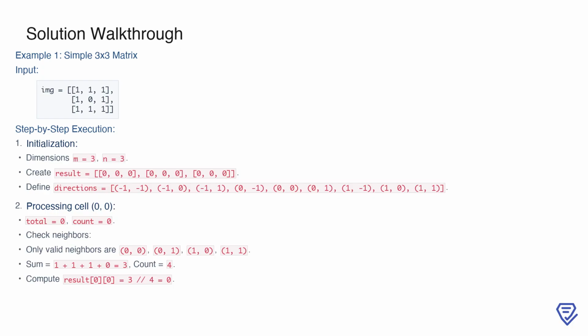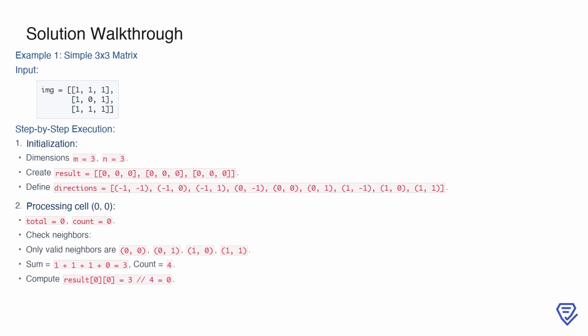First, we initialize the necessary variables. The dimensions of the matrix are m equals 3 and n equals 3. We also create a result matrix of the same size, filled with zeros, which will hold our smooth values. Additionally, we define a directions array to represent all possible neighbor offsets, including the cell itself. These directions will help us efficiently calculate the sum of a cell's neighbors.